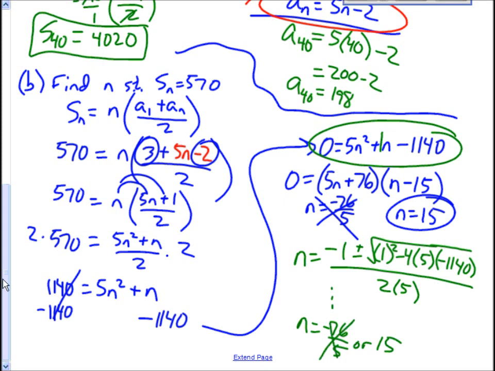Kind of a messy problem here, but the whole idea is you plug in the 570 because you know that the sum of n terms is 570. You plug in the formula right there, and then you just kind of chip away at it, solving this quadratic.